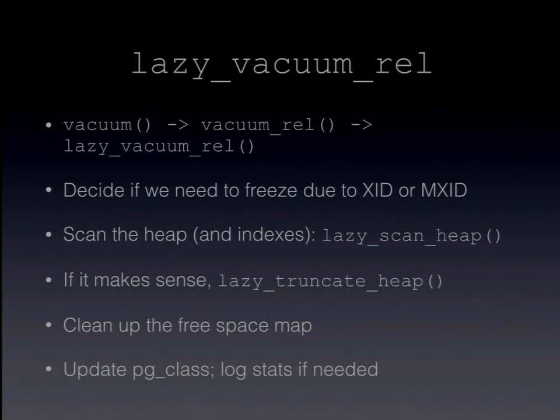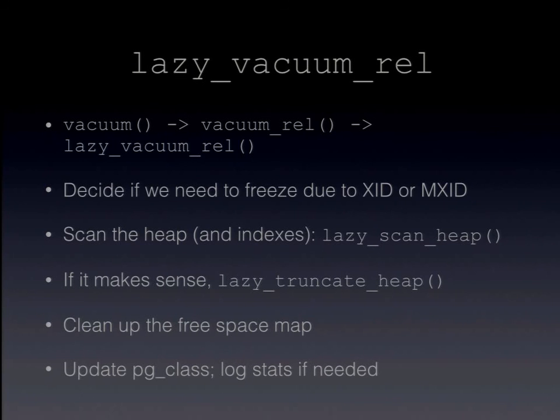What vacuum freeze does, if you say vacuum freeze, it basically sets those limits to 0. So it'll always be a freeze vacuum. It scans the heap using lazy scan heap. Scans the heap and scans the indexes.